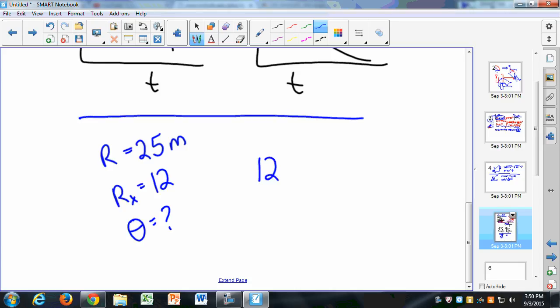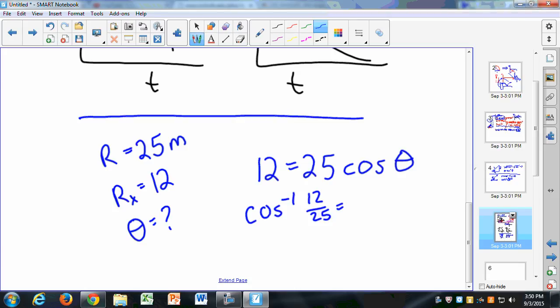I know that the x component is equal to the magnitude times cosine of theta. And I just solved that for theta. So that's going to be the inverse cosine of 12 over 25, which is 61 degrees.